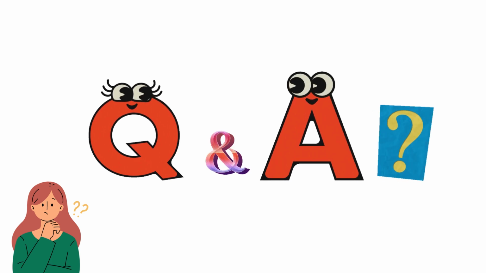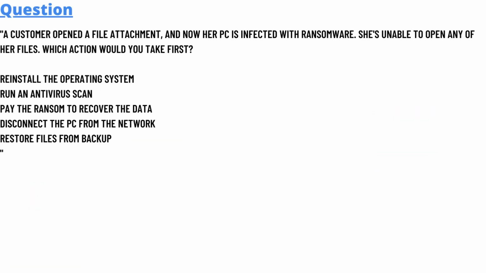So our today's question is: a customer opened a file attachment and now her PC is infected with ransomware. She is unable to open any of her files. Which action would you take first? Reinstall the system, run an antivirus scan, pay the ransom to recover the data, disconnect the PC from the network, restore files from backup.